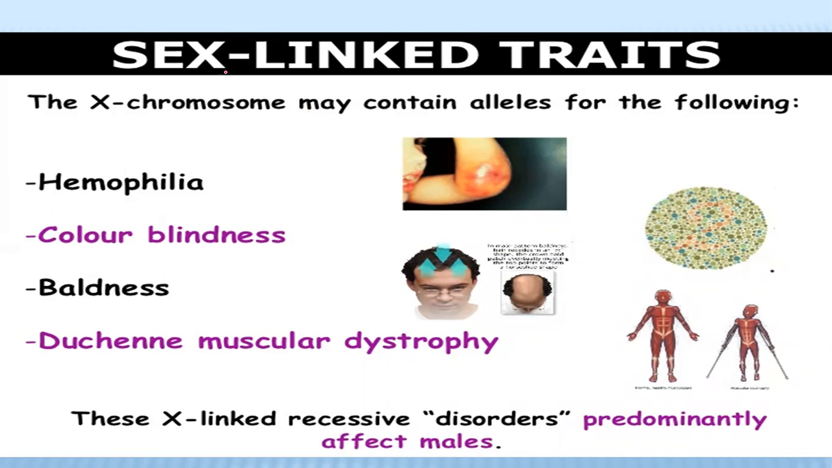The X chromosome may contain alleles for the following diseases and characters: hemophilia, color blindness, baldness, Duchenne muscular dystrophy. These are all called X-linked recessive disorders, which predominantly affect males, because if a female is a carrier, she will definitely pass her defective X chromosome to the male, because males have only one X chromosome.